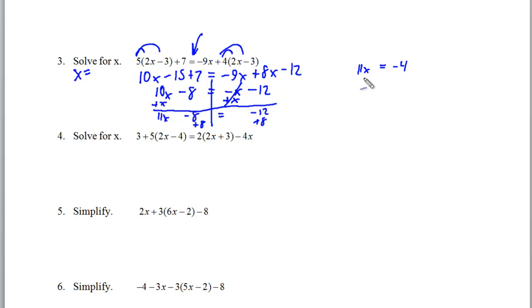And then what we'll do is divide both sides by 11. And there's no problem getting decimals here, or fractions, and this is negative 4 elevenths. If you decided to convert this to a decimal, that's fine, but this is the most accurate answer.